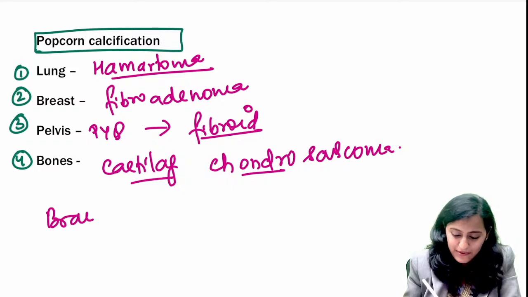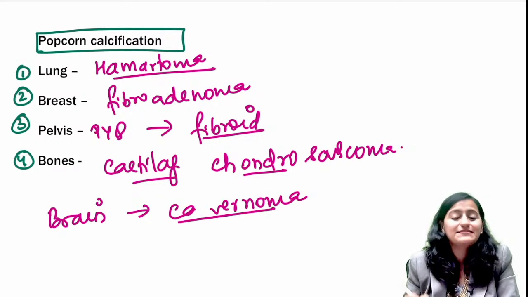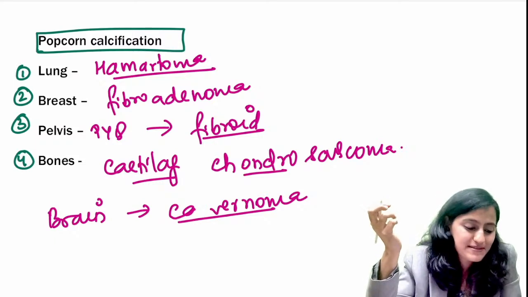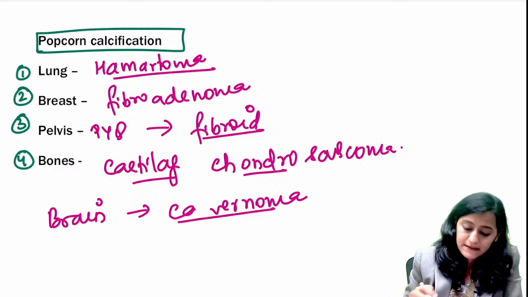How did you forget? In the brain, it is seen in cavernoma, cavernous angioma. Cavernoma shows popcorn appearance in the brain. Very good, Dr. D. Correct. So this is about popcorn calcification.